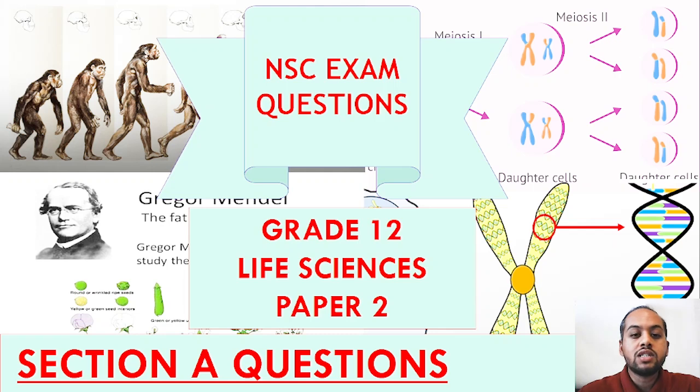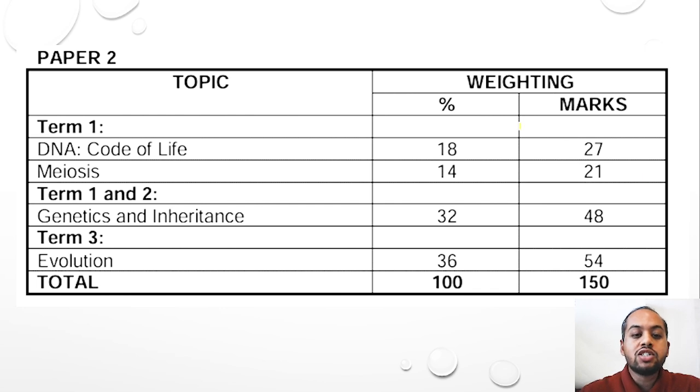Good day, grade 12 learners, and welcome to this video where we will be looking at section A questions taken from previous exam question papers to prepare you for your paper 2 of your NSC final examination. Please ensure that when you are preparing for paper 2, you are studying the following topics: DNA, the code of life, meiosis, genetics and inheritance, as well as evolution.